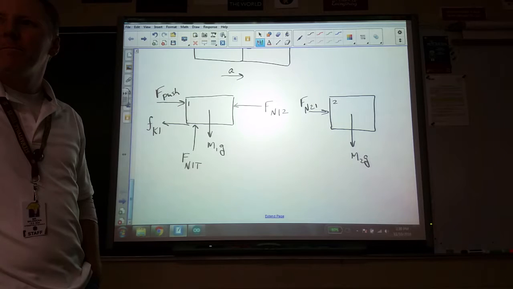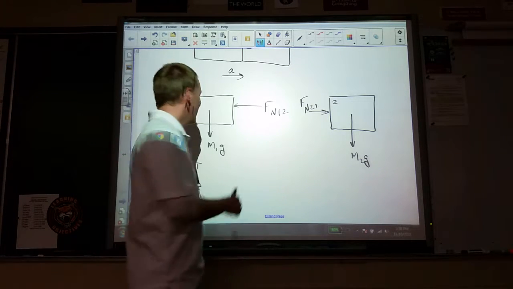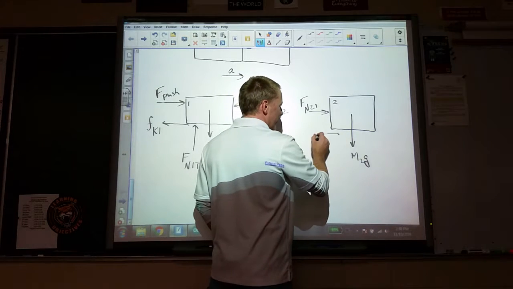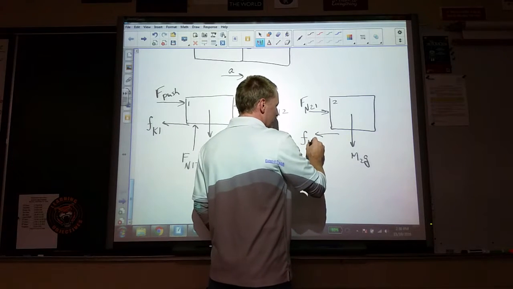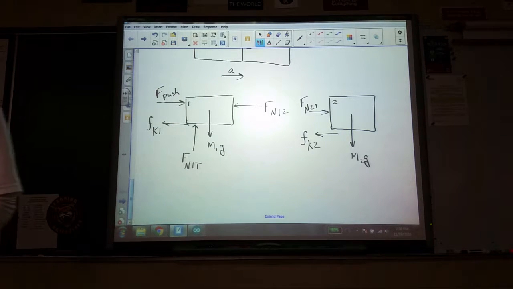So you have the friction from the table. What direction would that be? That way, the same way as before, because they're both sliding this way. So we'll do a kinetic friction too. That's it. Oh, wait, sorry, there's one more. Normal from the table.